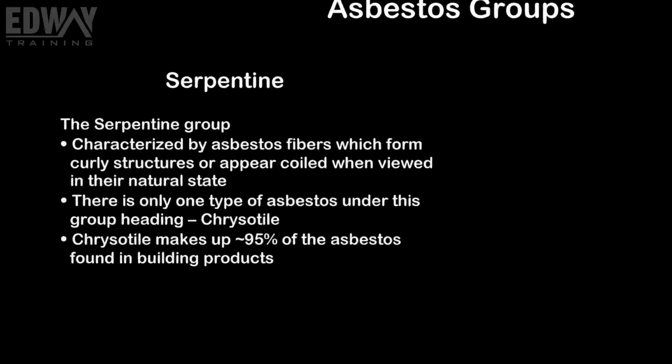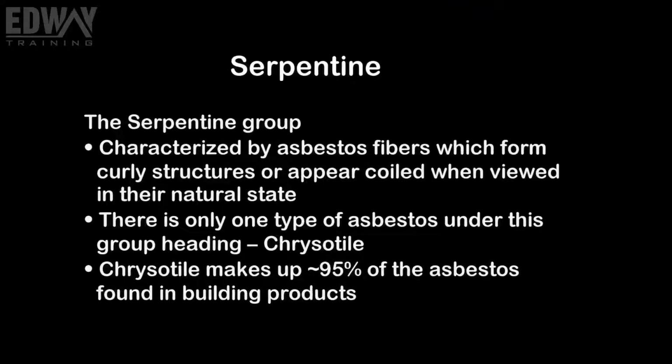Serpentine. The serpentine group is characterised by asbestos fibres which form curly structures or appear coiled when viewed in their natural state. There is only one type of asbestos under this group heading, Chrysotile. Chrysotile makes up 95% of the asbestos found in building products. Chrysotile, or white asbestos.